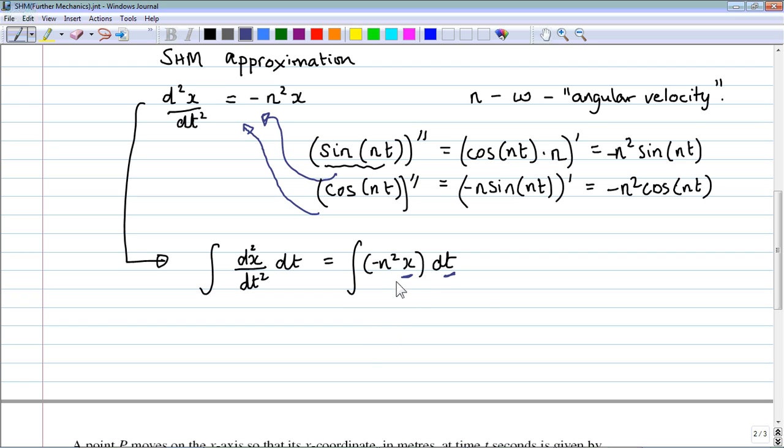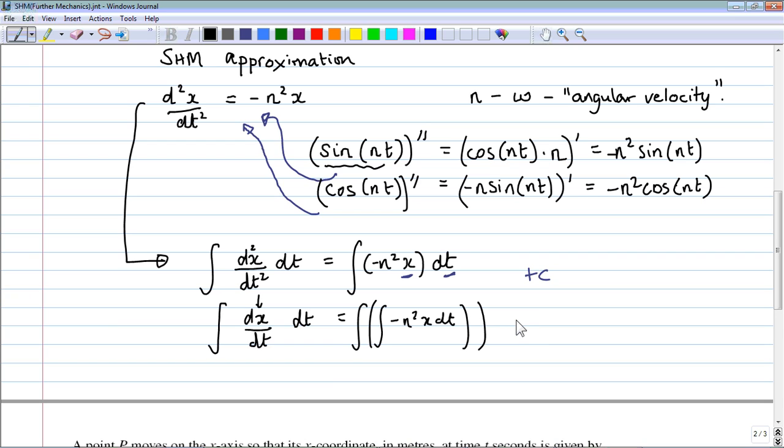But whatever answer you get, you're going to get one integration constant from the first integration, because this side is dx by dt, isn't it? Because the integral of the second derivative is the first derivative. So to get x, the value of the function x as a function of t, you're going to have to integrate this again, minus n squared x dt. So here you're going to get a plus c, and then you're going to integrate again to get another c.